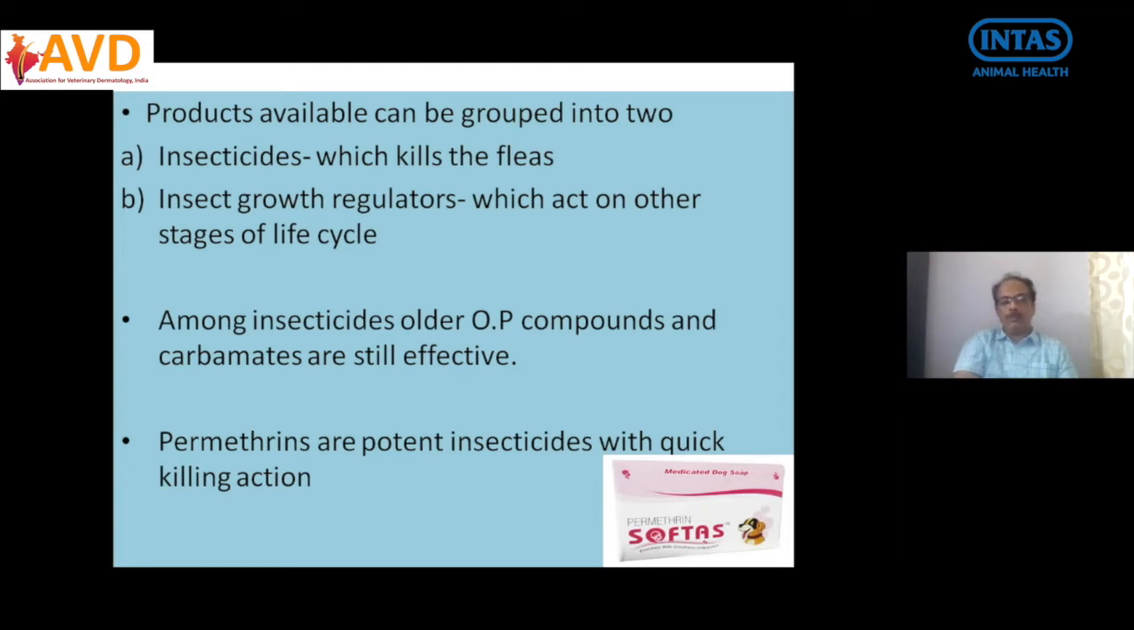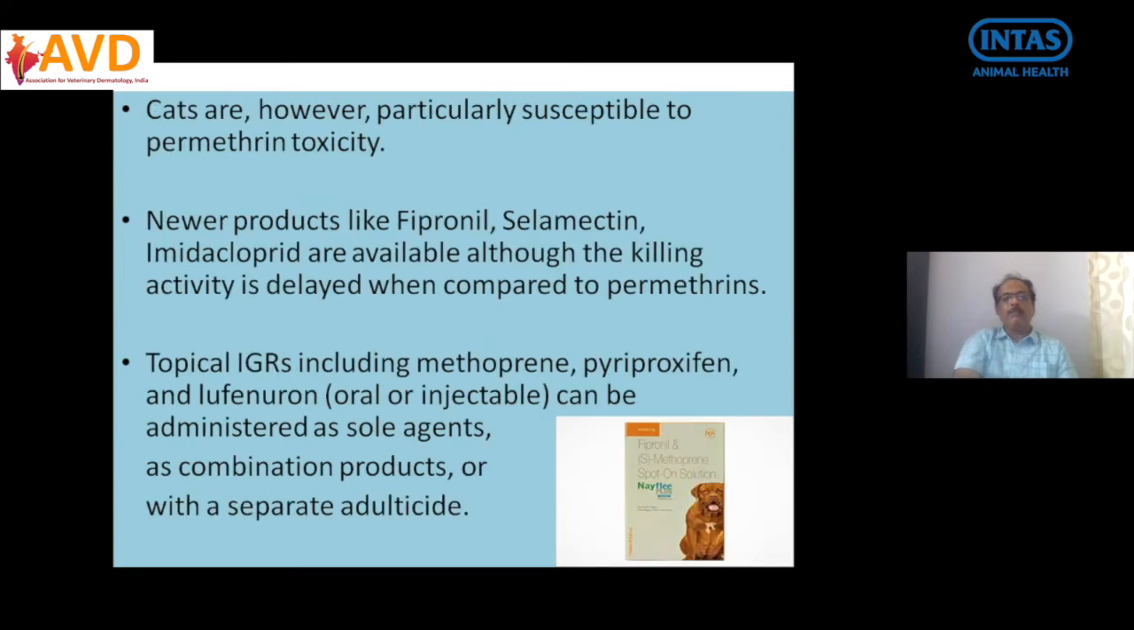So there are OP compounds, carbamates, and permethrins. Permethrins are very effective against fleas with quick killing action, but they should not be used in cats because cats are more susceptible to permethrins. Newer products like fipronil, selamectin, imidacloprid, etc. are there, which can be used very well. But the activity is delayed when compared to permethrins. They will kill the fleas very slowly, but permethrins can kill the fleas very quickly.